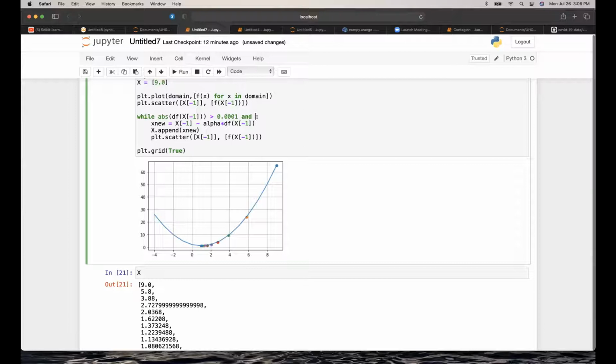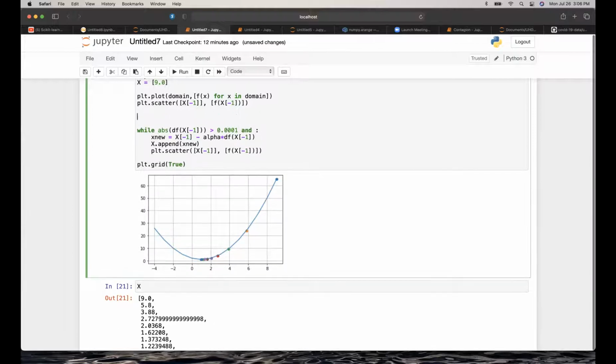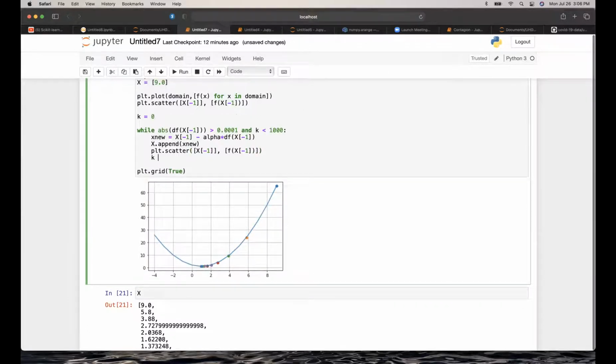So while that, and you want a max iteration because you don't want it to run forever. So maybe set k equal to 0, and k less than like 1,000 or something. You don't go too far. Okay, k plus equals 1. And let's make all these the same color. Red, maybe make the marker a plus sign or something.